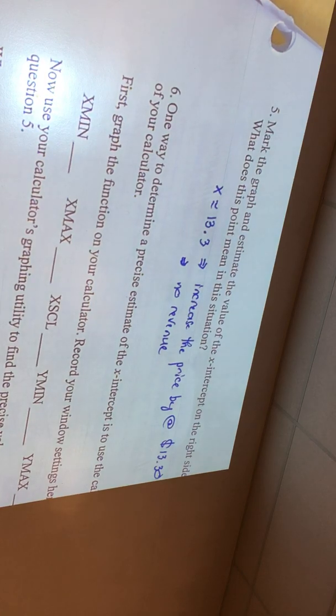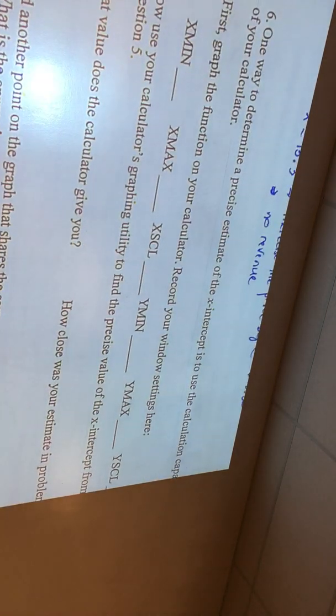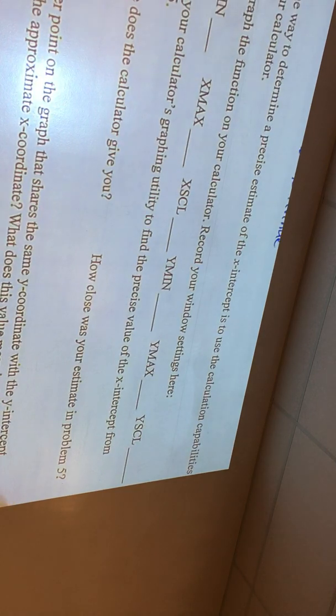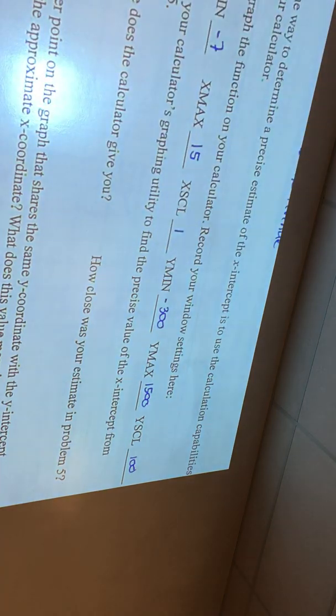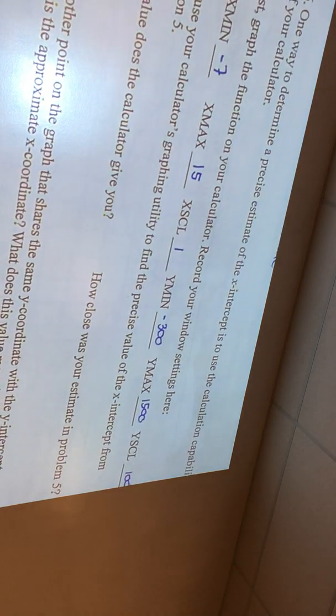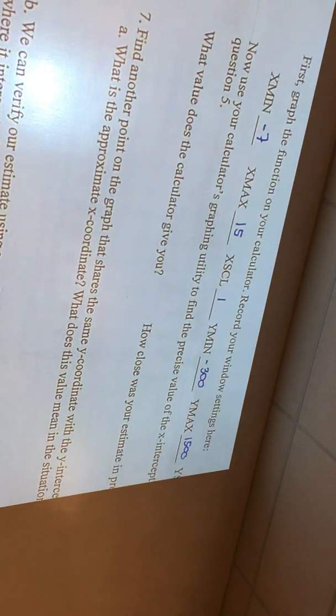Okay. Now this one is basically using the scale. So what's our x min? -7. X max would be 15. Scale? Y min? All right. Y max? 15. And our scale? 100. Now we're going to use our graphing calculator to find the precise x values. All right? What value does it give for question number 5? All right?